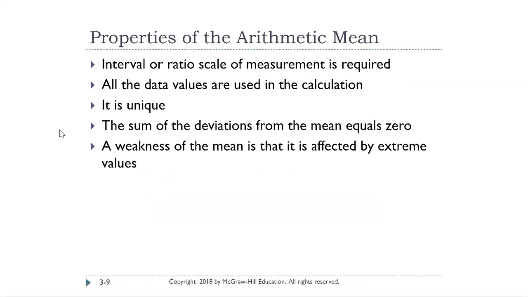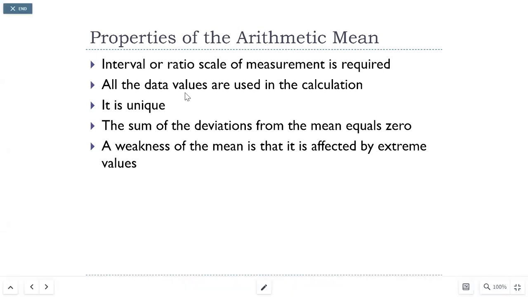Okay, so let's talk about the properties of the arithmetic mean. You need an interval or ratio scale of measurement. For example, we talked about the top party schools in the country: WVU, ASU, Tulane, and Wisconsin, I believe. Those were the top 4 party schools. It wouldn't really make sense to take an average of those because we don't know how much more of a party school school 1 is versus school 2, or school 2 versus school 3. So you need to have some sort of continuous or interval data.